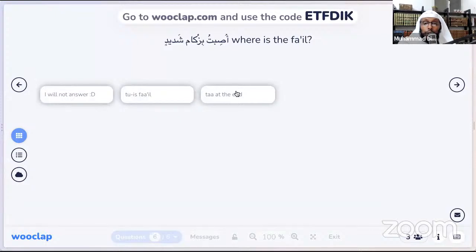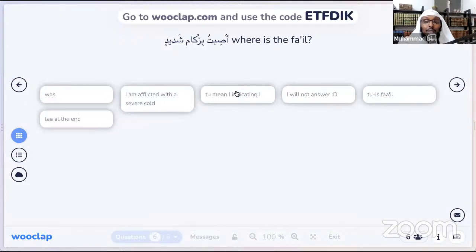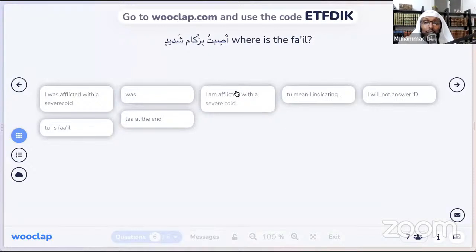Okay, so obviously asaba means to be afflicted. Zukam is flu. Shadid means severe. Okay, someone said, I am afflicted with a severe cold. Well, that doesn't make sense. That's not a verbal sentence, is it? That's a nominal sentence. That's a jumla ismiya. You're basically saying, أنا مصاب بزكام شديد. That's not a verbal sentence. If you're going to give me the meaning, you have to give me a verbal sentence.